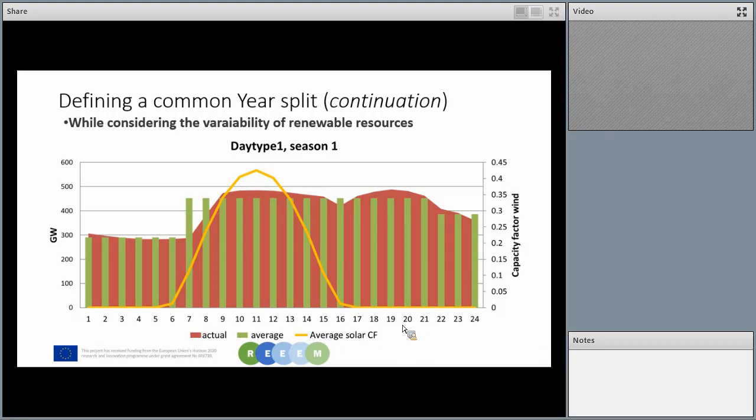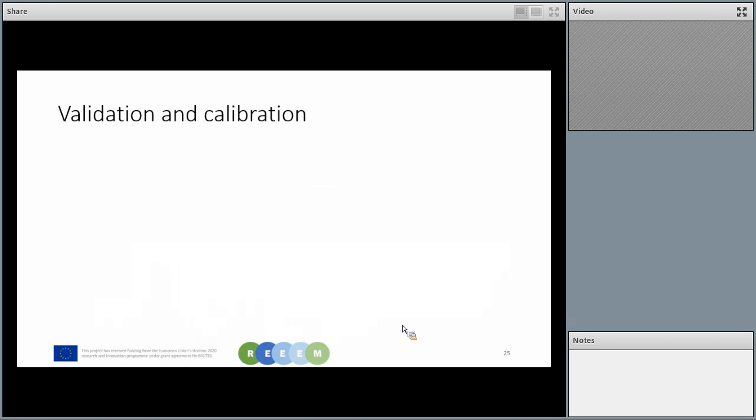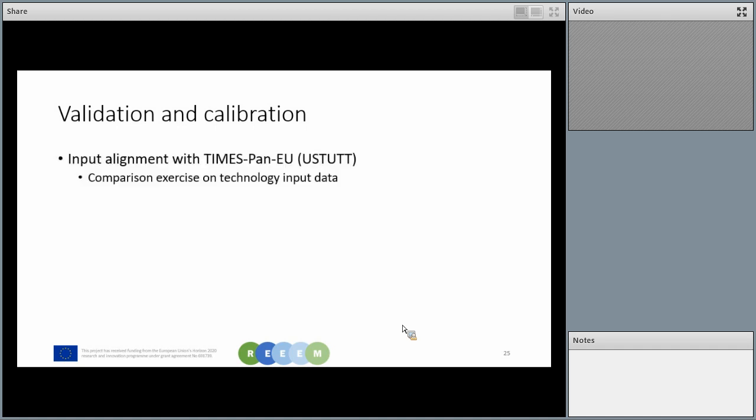After implementing all the data, deciding on the time definition and having the model running, and already before that, a validation and calibration process took place. While building up the model, an alignment with the input data of the TIMES-EU model from the University of Stuttgart was performed, so that the technology input data is now in line and comparable due to that.